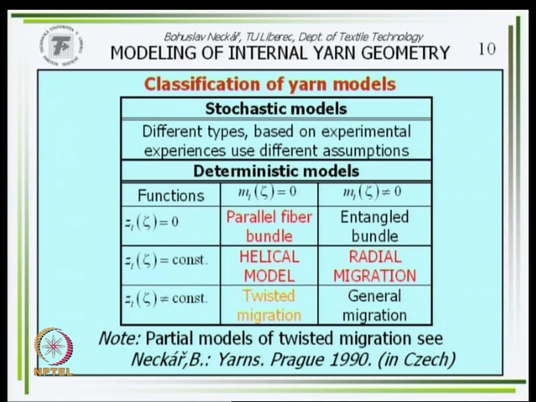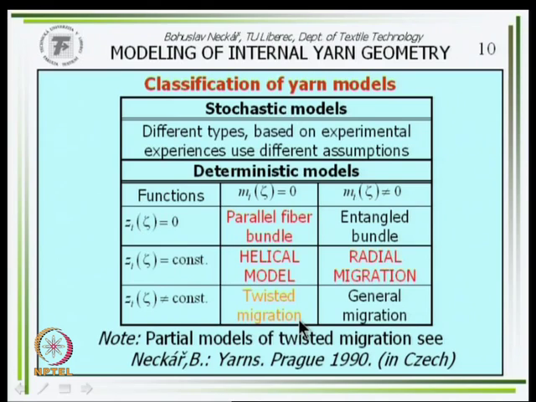If z is not constant and m is constant, then the fibers are lying on some imaginary cylinder every time, but on the cylinder they don't create a helix, but some other curve. We can speak about the twisted migration. And the last position is if all is possible, and this is the general migration.